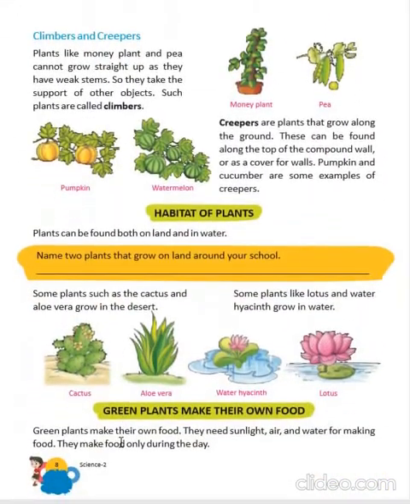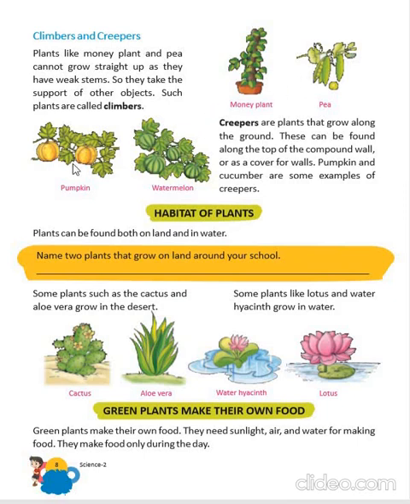Now come to climbers and creepers. So plants like money plant and pea, they cannot stand on their own. They are having very weak stems, so they need some support. Such plants are called climbers like money plant and pea.